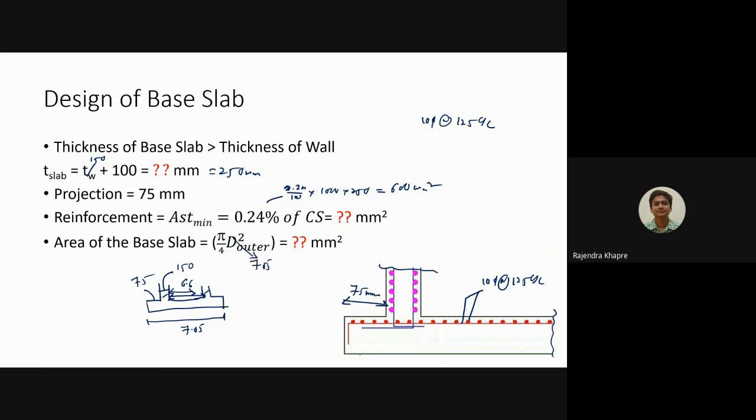So the base area, here I'm talking about this area over which the UDL will be acting in the form of a support reaction. How much will this area be? Can someone tell me this value please? Pi by 4 d square, d outer square, how much is this? 39.03. Someone please cross check. 39.03 meter square, okay. This will be required in further calculations.